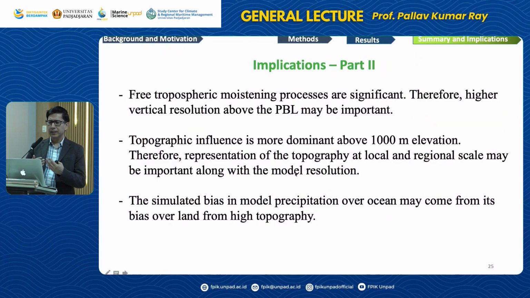So model resolution is one of the major factors in terms of capturing the precipitation in the maritime continent. And the last part we didn't talk about, but the simulated bias in model precipitation over ocean may actually come from its bias over land from high topography. So if somehow the high topography is not well represented in your model, particularly over the Kalimantan, then that may actually lead to bias in precipitation over the ocean. Okay? And this is very, very clear from all our experiments that we're seeing, particularly for the Kalimantan topography.